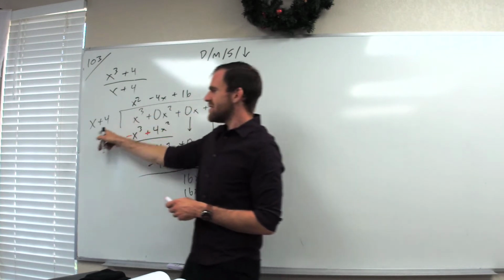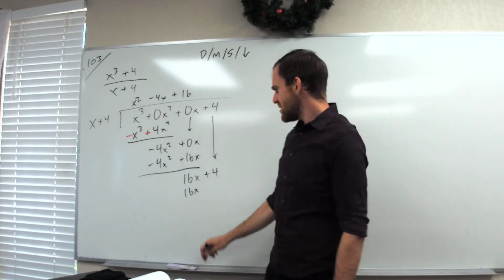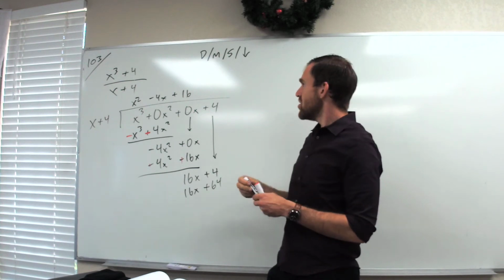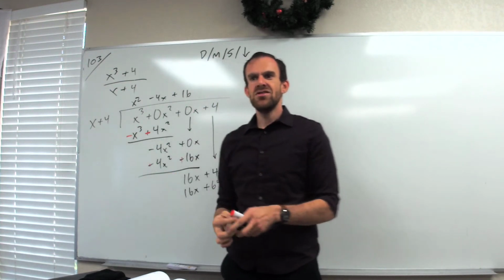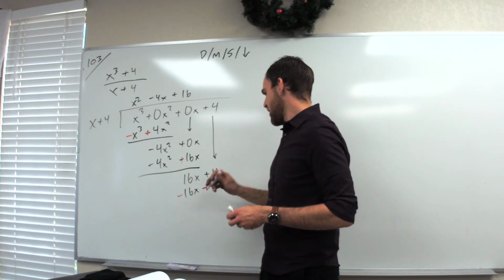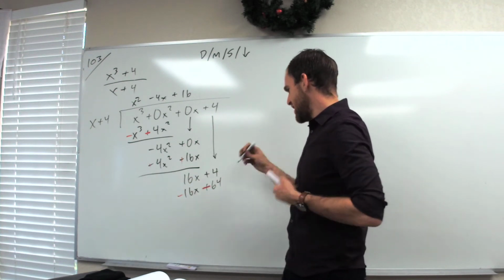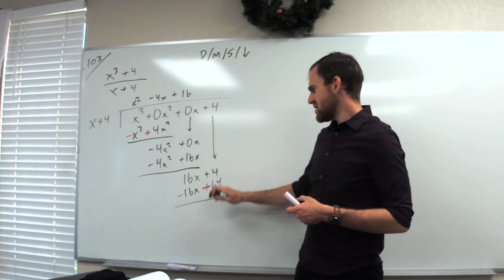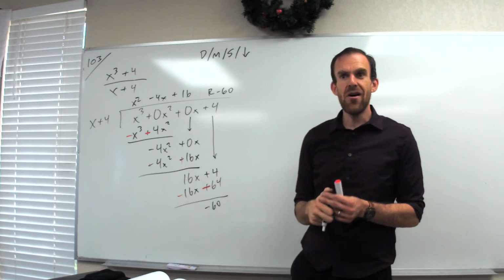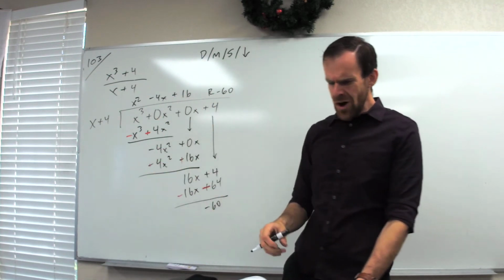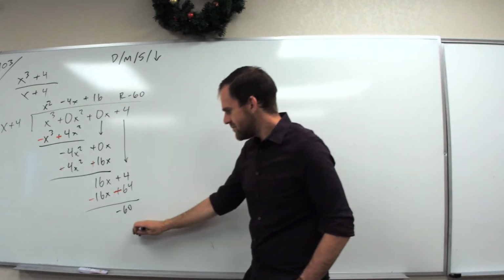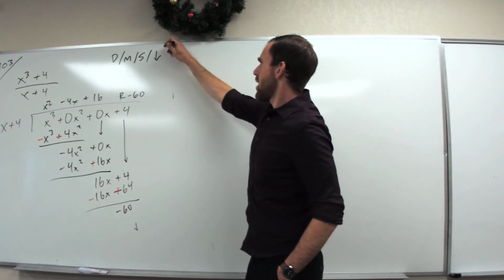So 16 times 4 is 64. That's correct. Then we divided, we multiplied, we changed the sign in a different color. That's what subtract stands for. So 16x minus 16x is 0. Negative 64 plus 4 is negative 60. So remainder negative 60. Now, if that was your whole problem, you'd be like, woo, yeah, I got this. But, and check. We'll do that later.